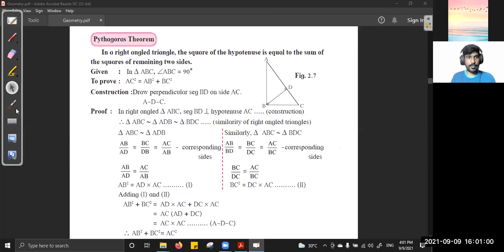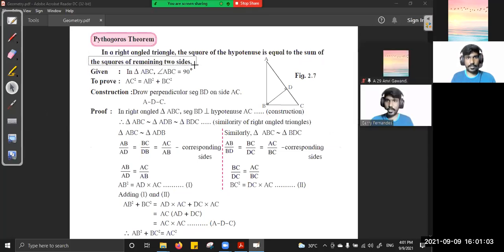So this theorem, you'll have to write the proof. Okay, first understand, I'll give you time to write it.